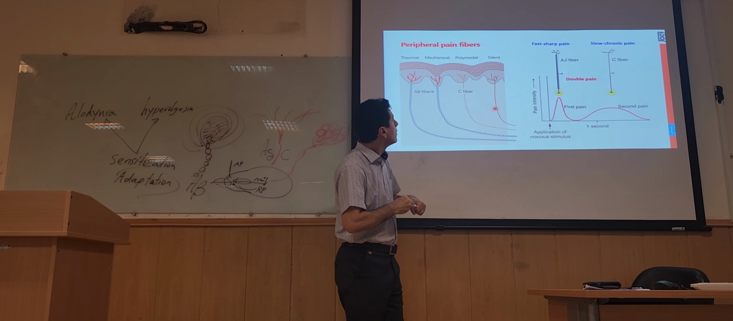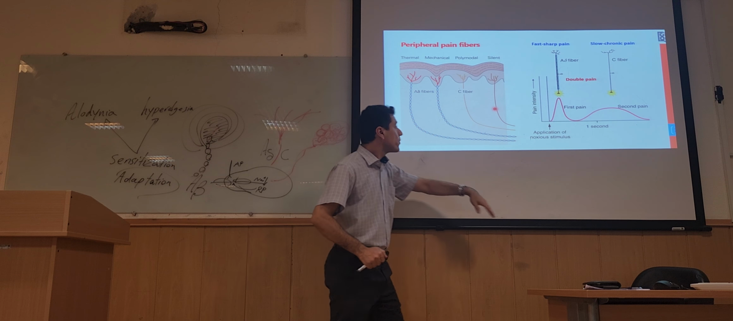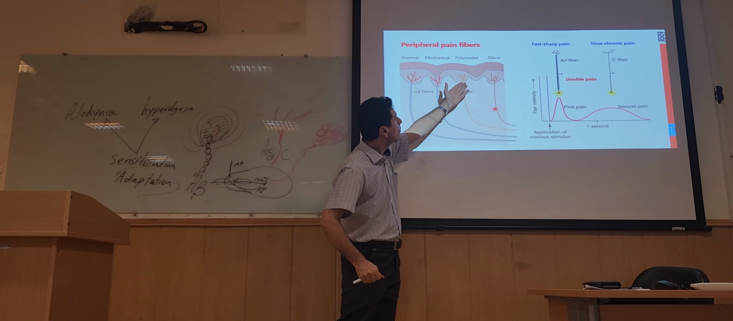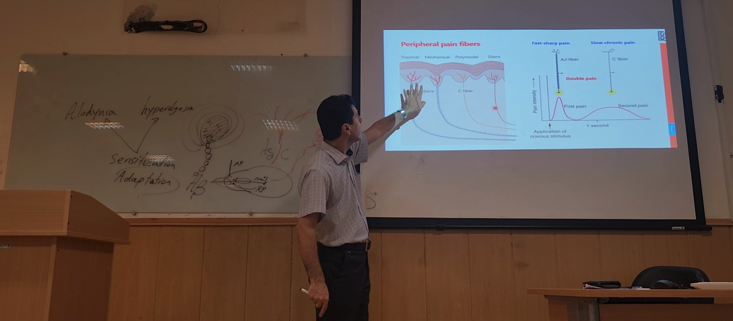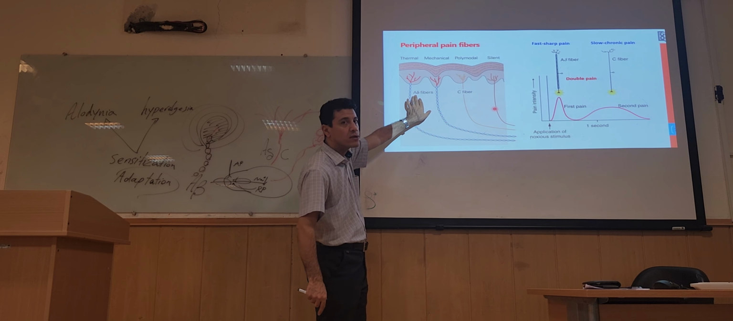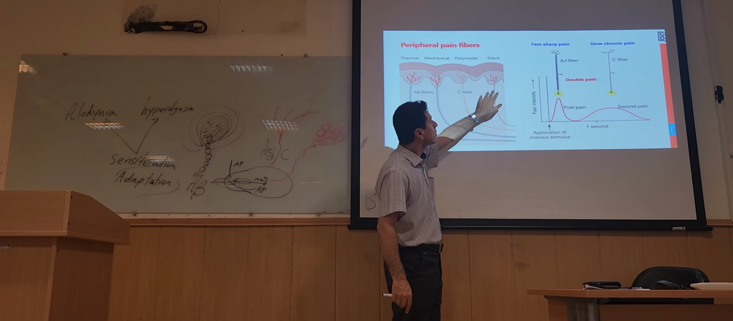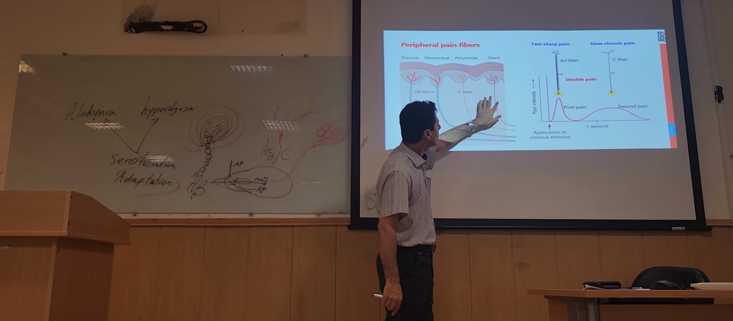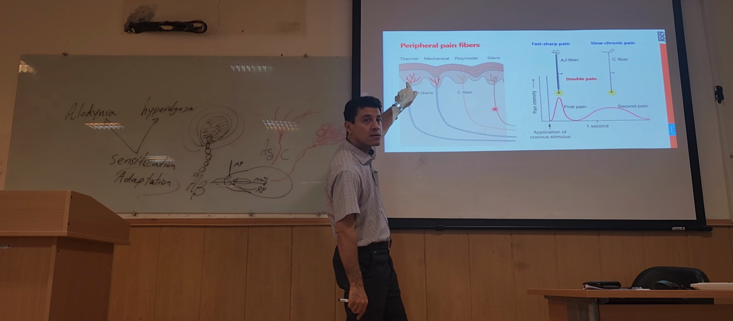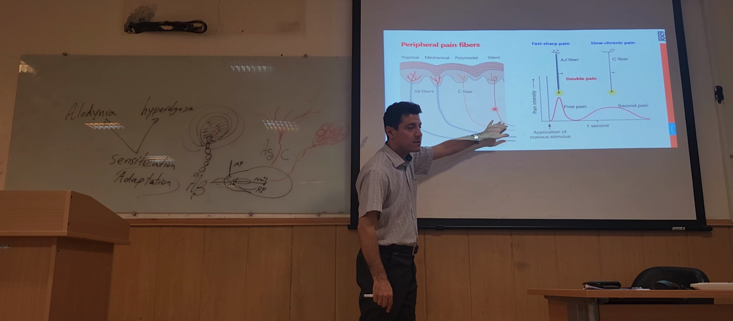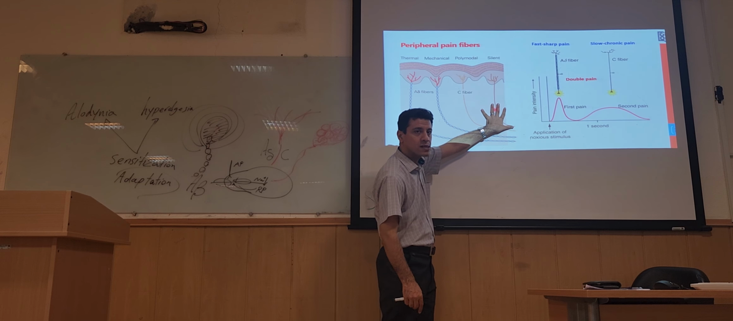Right? So here, we have 4 types of nociceptors: thermal, mechanical, polymodal, and silent. 2 of them, mechanical and thermal, use A delta fibers, the myelinated fibers. 2 others use C fibers, polymodal and silent. All of them are free nerve endings, but they use different fibers. Which one is faster? A delta. This one is a slow one.